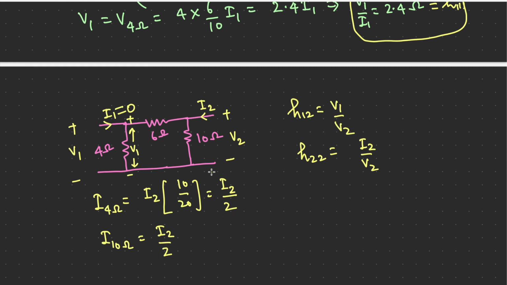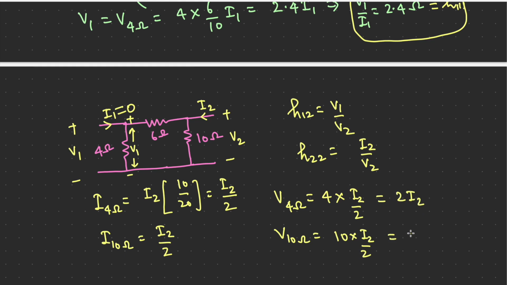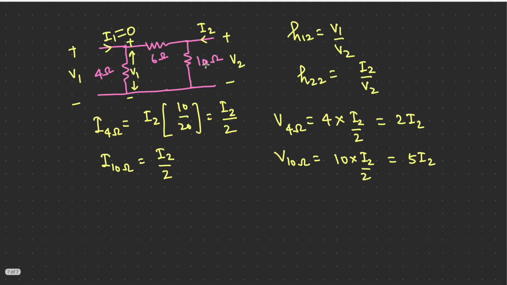So we need to know the voltage across the 10 ohm and the voltage across the 4 ohm. So the voltage across the 4 ohm is 4 multiplied by the current through it, which is I2 by 2. The voltage across the 10 ohm resistor is 10 into the current through it, which is I2 by 2. So this is 2I2 and this is 5I2. Now we can find out the I2 and V2 ratio using this. The voltage across the 10 ohm resistor is nothing but V2. So the I2 upon V2 ratio is equal to 1 by 5.